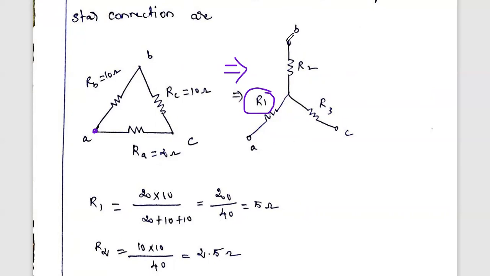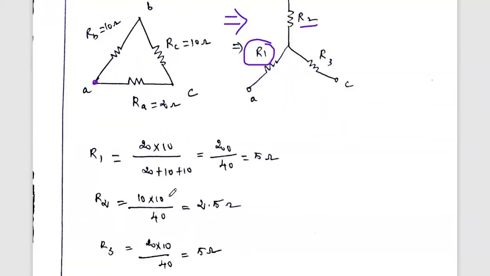Similarly, if you want to find the resistance connected at node B, we consider it as R2. This R2 is calculated by looking at node B: what are the two resistances connected at node B? 10 and 10. You multiply 10 and 10 divided by the sum of all three resistances, which is 40. So the answer is 2.5 ohms. Similarly R3 is connected at node 3. What are the two resistances connected there? 20 and 10. You multiply 20 and 10 divided by 40. So the answer is 5 ohms.